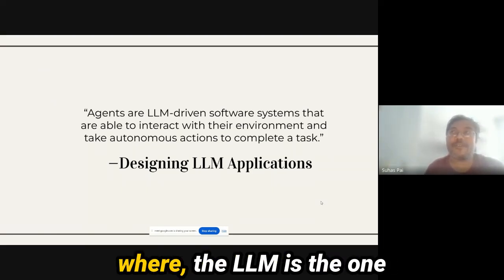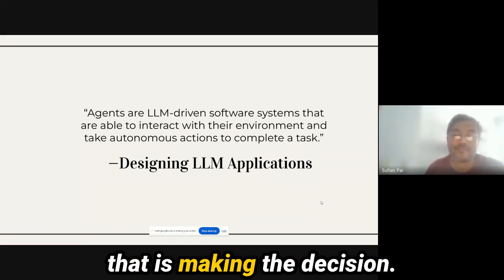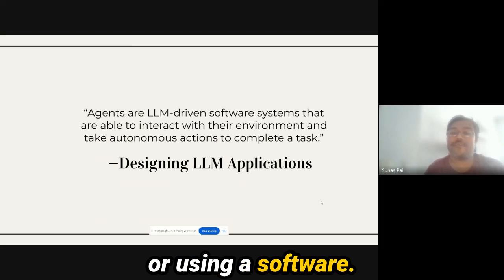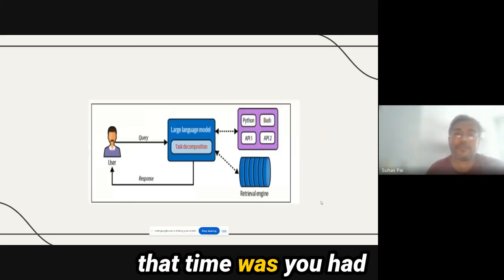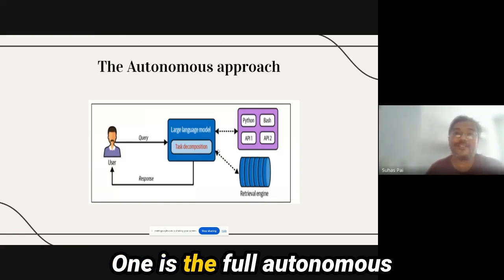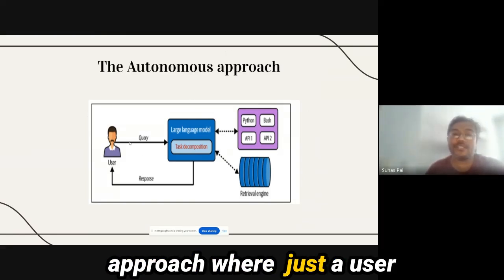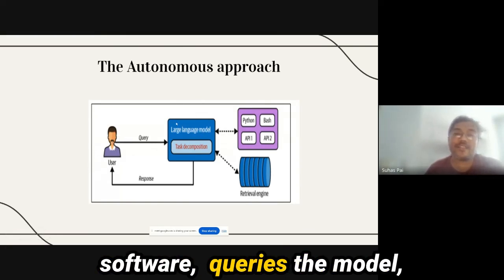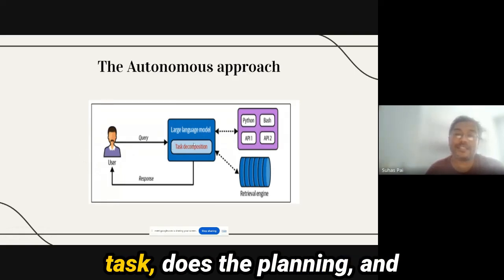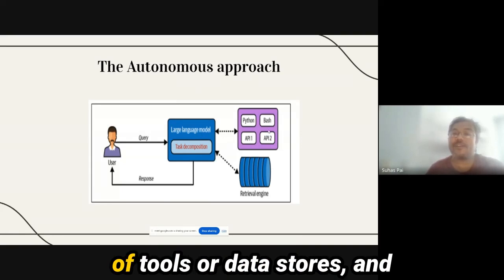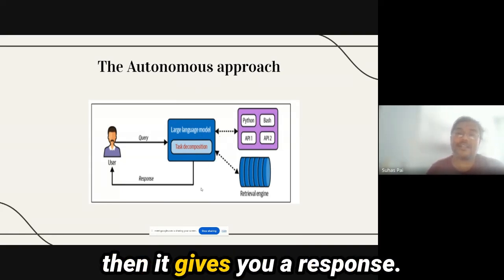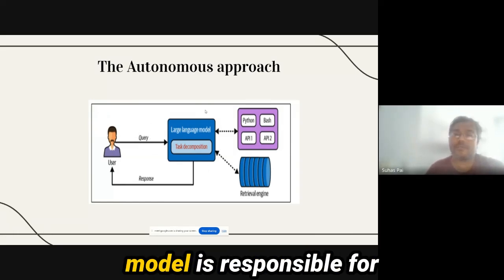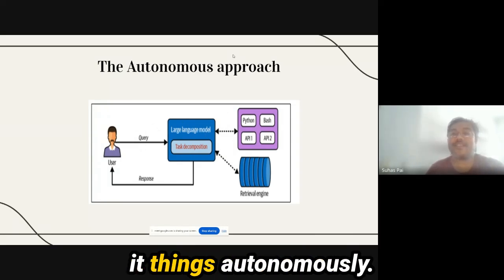You can have full autonomy where the LLM is the one that is making the decision, but you can also nudge it towards making decisions using a prompt or using software. The way I saw it at that time was you had these three approaches. One is the full autonomous approach, where just a user, and this user can be a human or it can be another piece of software, queries the model, which decomposes the task, does the planning, and then interacts with a variety of tools or data stores, and then it gives you a response. The user only has to supply the query or what needs to be done, and the model is responsible for everything else. It does things autonomously.